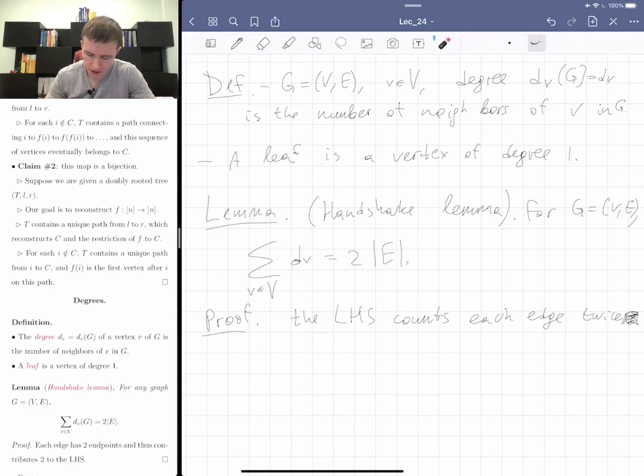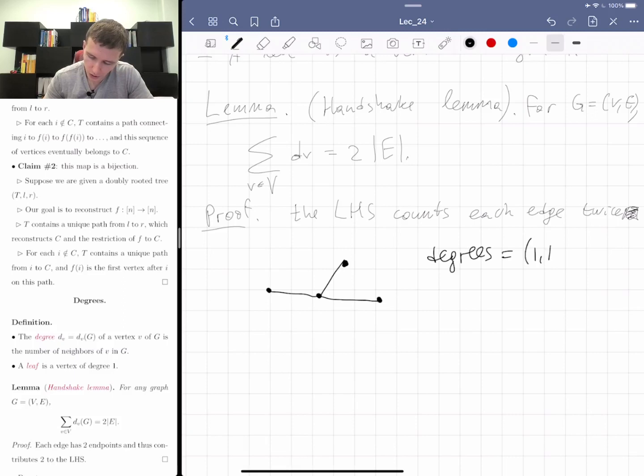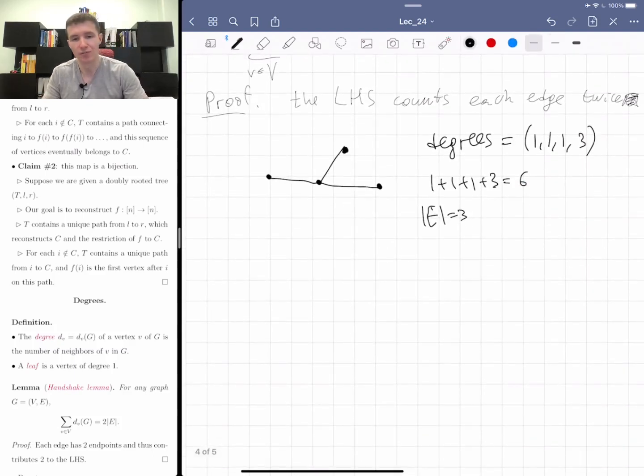Because for each endpoint of your edge, it's counted once for each of the two vertices. Right, so for example, maybe if I draw a graph like this, the degrees are 1, 1, 1, and 3, in some order, and so 1 plus 1 plus 1 plus 3 is equal to 6, and the number of edges is equal to 3, which is 6 divided by 2. And well, that's not the interesting part about degrees.